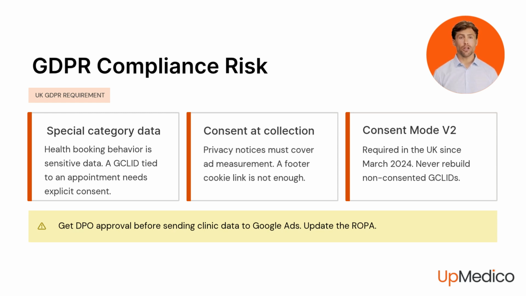That means your privacy notice needs to be updated, your data protection officer needs to be involved, and your consent mechanism must cover downstream attribution, not just the initial inquiry. 3 risks are worth flagging before you configure anything: consent at the point of collection, GCLID retention under data minimization rules, and the attribution gaps created by Consent Mode v2 for patients who declined tracking.